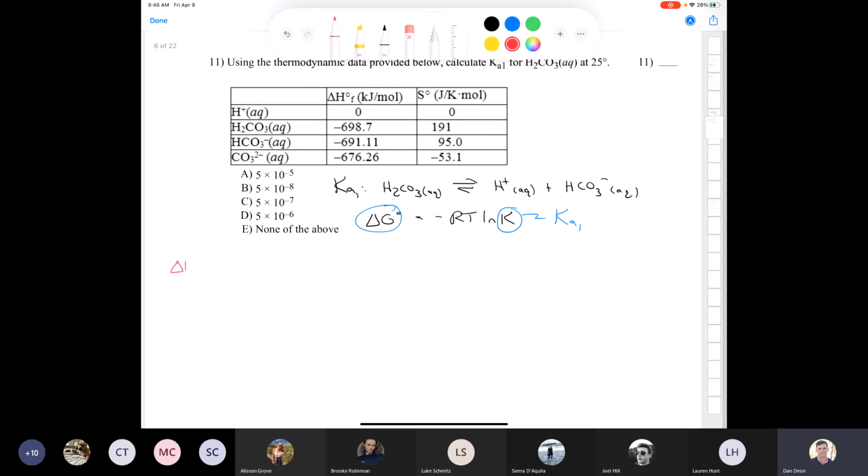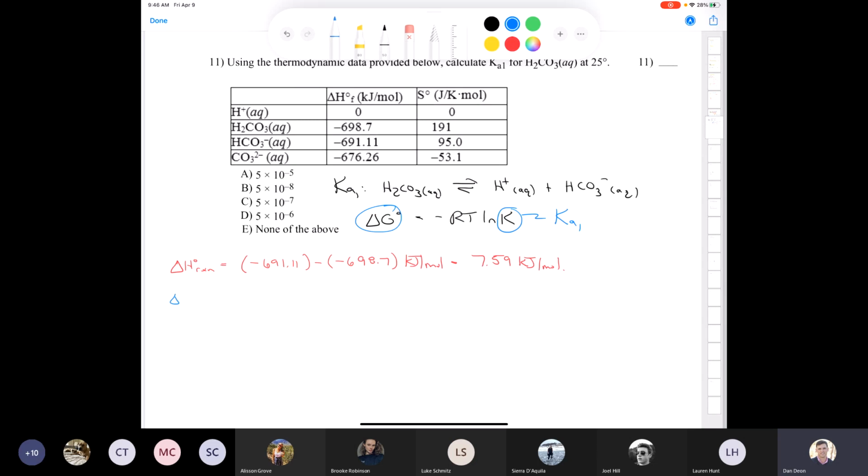First, I'm going to calculate my delta H naught of reaction, which is going to be equal to negative 691.11 subtract negative 698.7, and that's all kilojoules per mole, and that gives me 7.59 kilojoules per mole as my delta H.